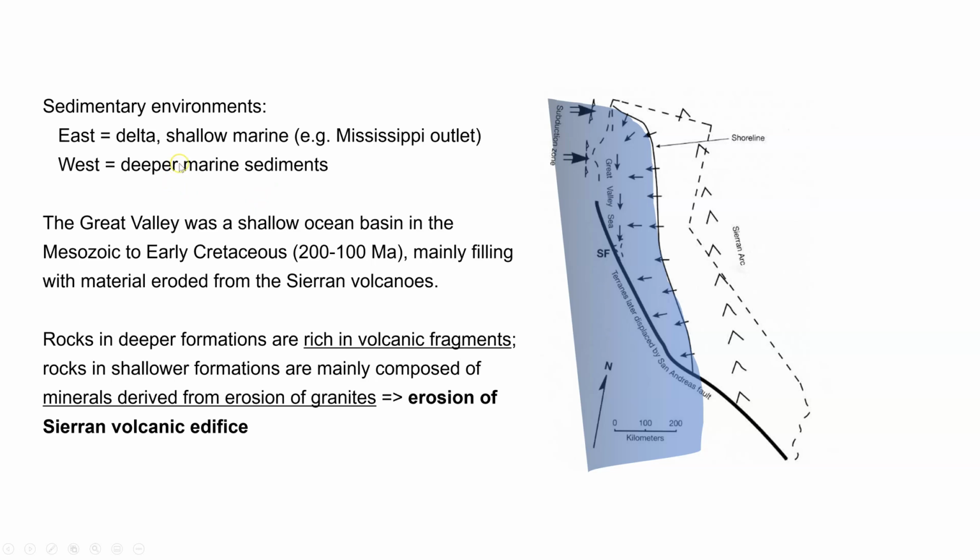environments, or depositional environments. So the Great Valley was a shallow ocean basin in the Mesozoic to early Cretaceous, so 100 to 200 million years ago. And it was mainly filled with material eroded from the Sierran volcanoes, the volcanoes that were in the Sierra Nevada at the time. Rocks in deeper formations are rich in volcanic fragments. Rocks in shallower formations are mainly composed of minerals derived from erosion of granites. Okay, so that'd be the erosion of those Sierran volcanoes.